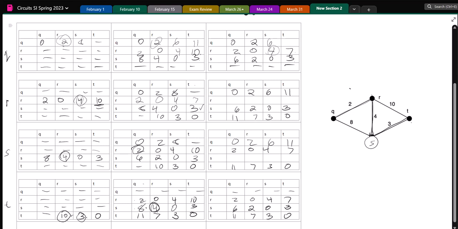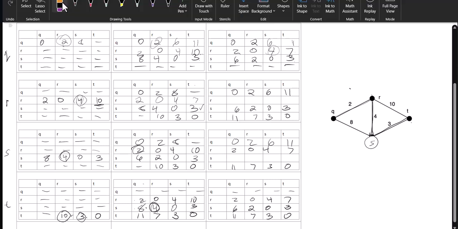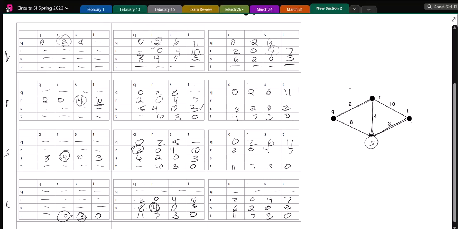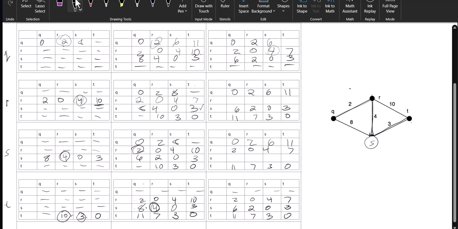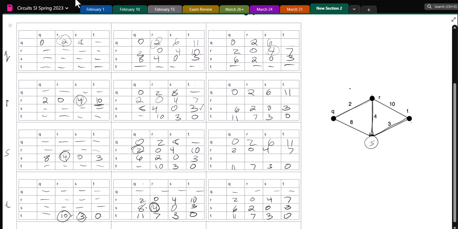What if we go through r? To get to r costs 10, and then from r to t, so that's not going to change, so that's 11. Except it's not 11, what did I do wrong? Hold on. Let's try this again. From r, to get to t from r is 7. To get to r in the first place is 2. 2 plus 7 is 9. That's the right answer.